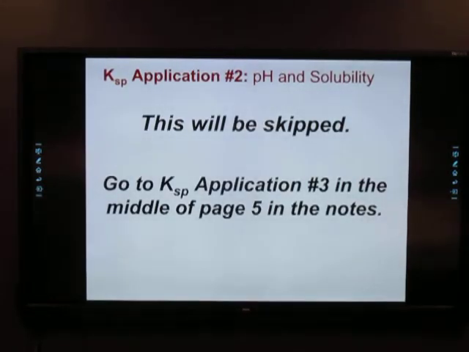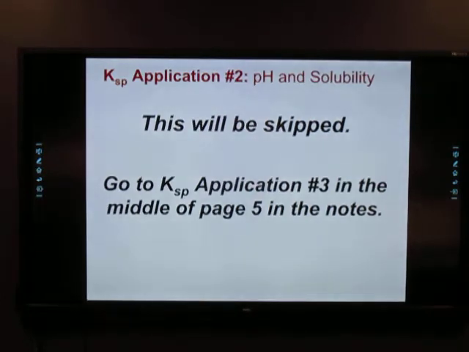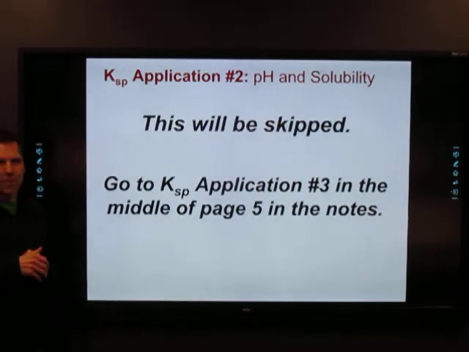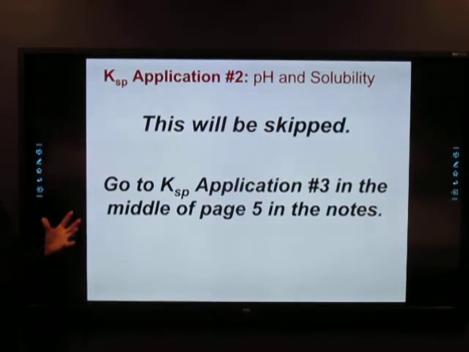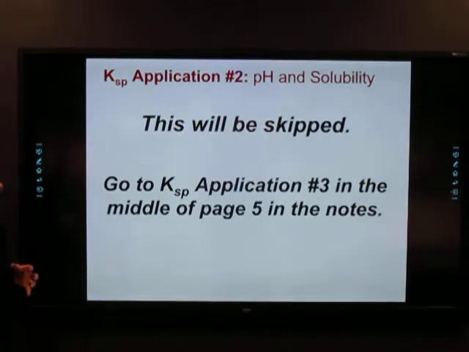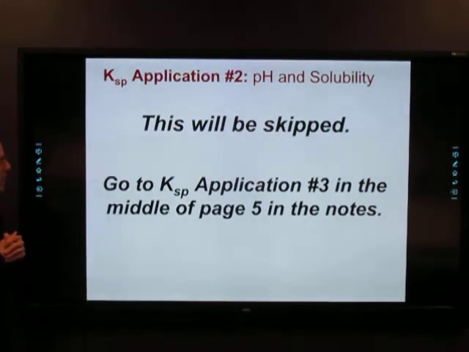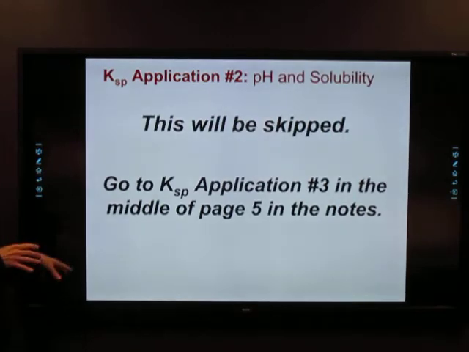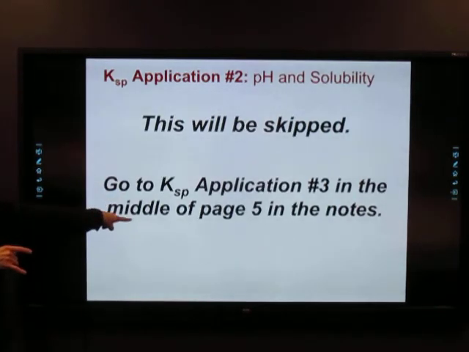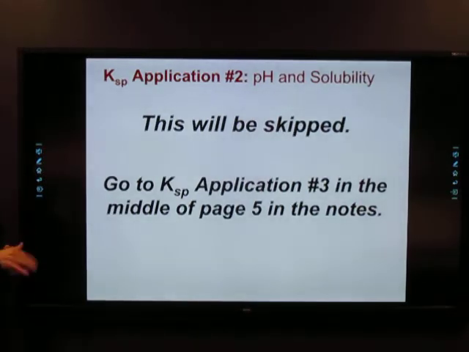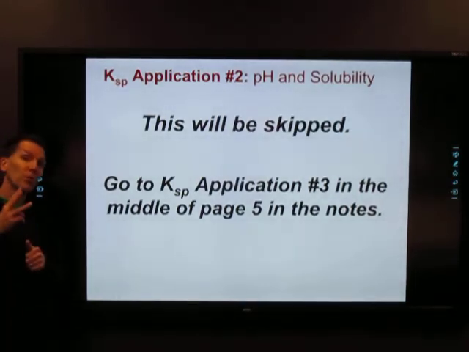And so the pH and solubility material will be skipped to save time. We lost a week after spring break, and so I'm yanking out some bits of material along the way. So we're going to skip number 2 on this, and so then you would jump up to the middle of page 5 in the notes, and then we'll go to KSP application number 3 on the Chalier.